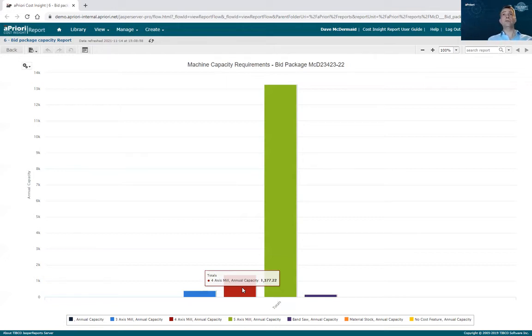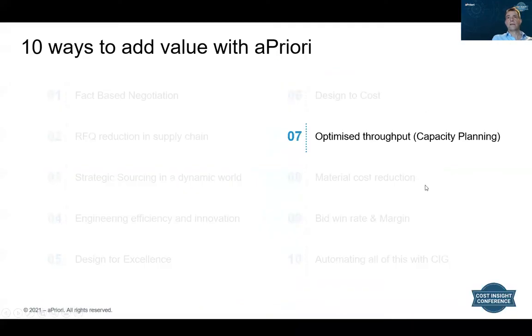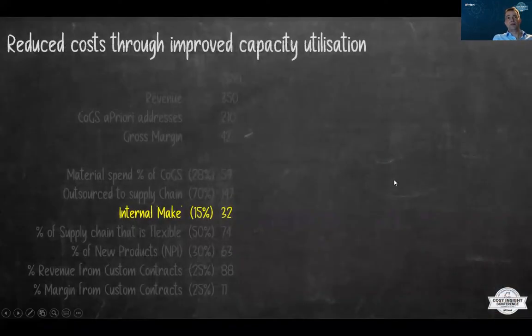My suppliers will do exactly the same. In fact, when I give my suppliers bid packages to work on, I'll provide this with them too, so they can make best decisions that don't hurt them or me later on. aPriori does the same with material as well.